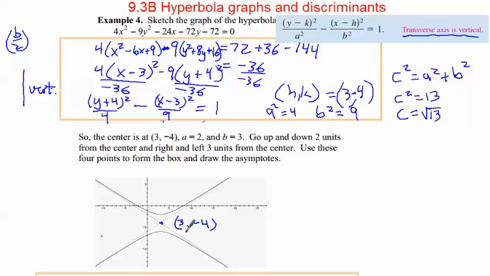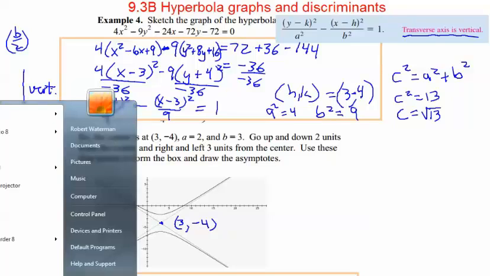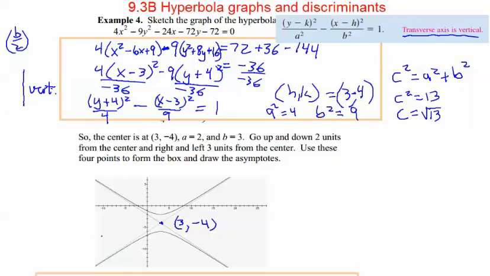Alright, and then I would go ahead and plot the asymptotes. So a is 2, b is 3, so I'm going to go up and down 2 units. Alright, and we're going to go over 3. So, up and over 3, up 2. Those are my vertices. Up and down 2 from the center.